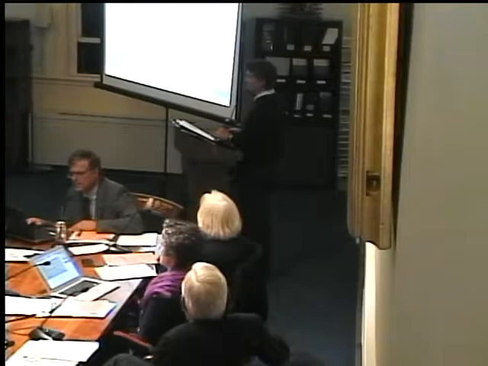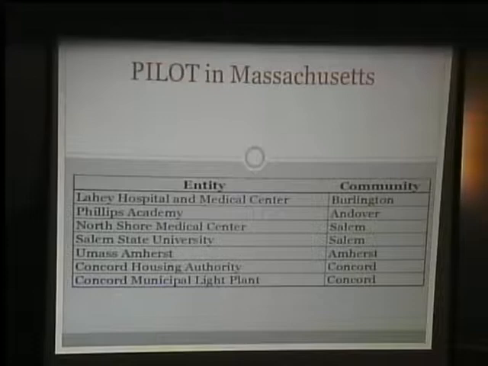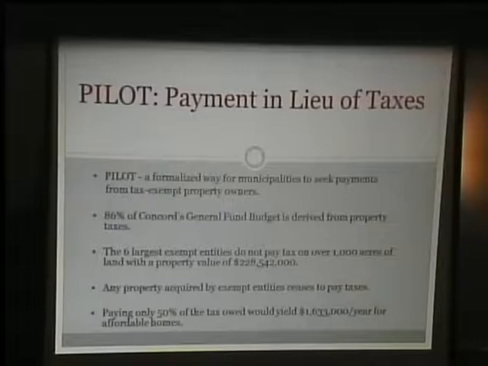The next thing is PILOT, which is payment in lieu of taxes. As most of us probably know, Concord gets 86% of its budget from residential property taxes. One of the things that some of us may not know is that six of the largest entities that do not pay taxes control over 1,000 acres of land in town with a total property value of approximately $228 million. The other thing that occurs for tax-exempt properties is that any property they acquire also comes off the tax rolls.